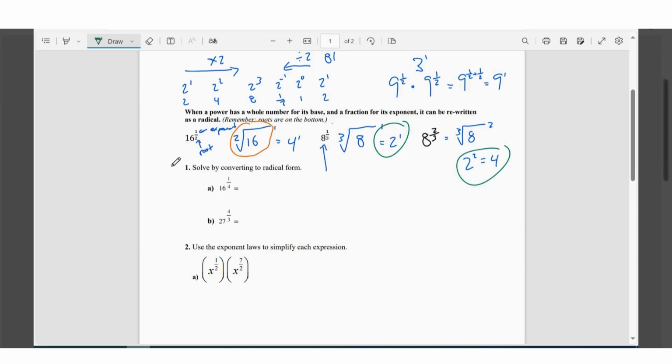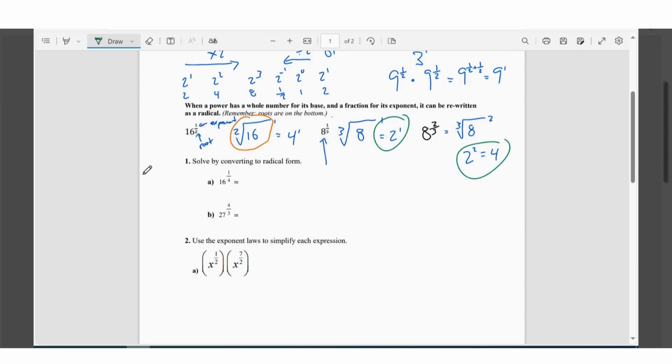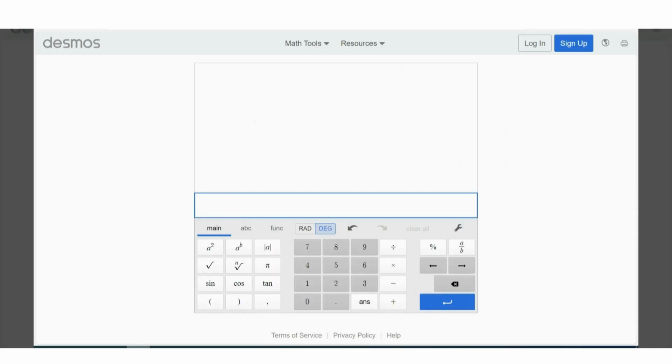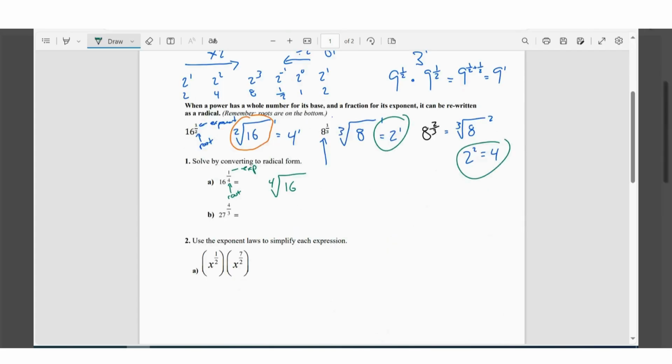So let's solve a few by converting to a radical. Remember, the bottom one is our root. The top is the exponent. And so we have 16 to the 1/4. I'm going to use my calculator for this. So what times itself 4 times is going to give us 16? It's 2. Here we go.